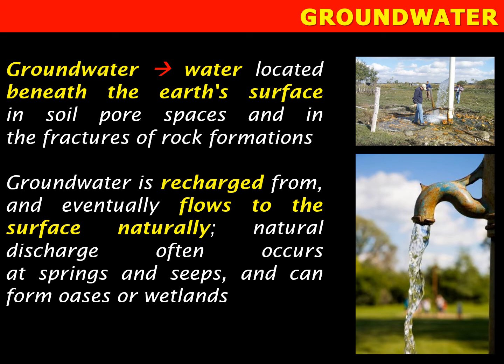What is the definition of groundwater? Groundwater can be defined as water located beneath the Earth's surface, in soil pore spaces, and in the fractures of rock formations. Groundwater is recharged from, and eventually flows to the surface naturally. Natural discharge often occurs at springs and seeps, and can form oases or wetlands.